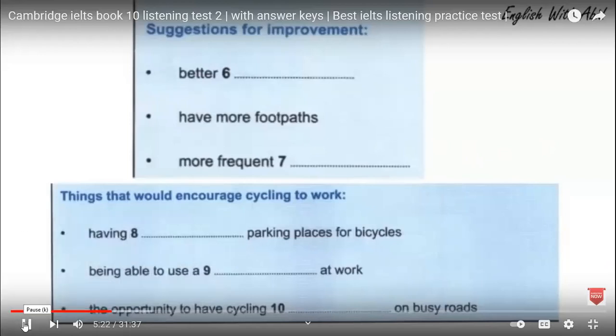Workers to cycle to work. Yeah. Well, I have thought about it. And where I work, there are no safe places to leave your bikes.